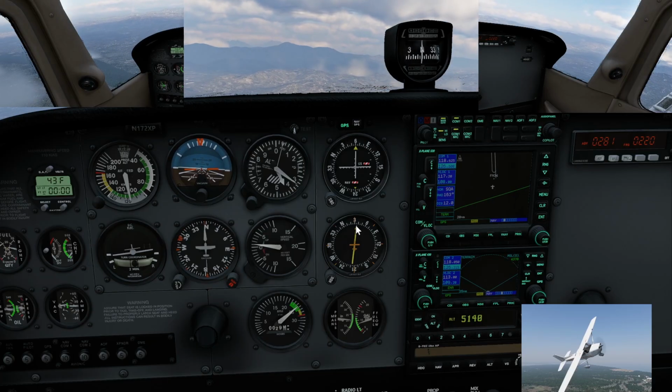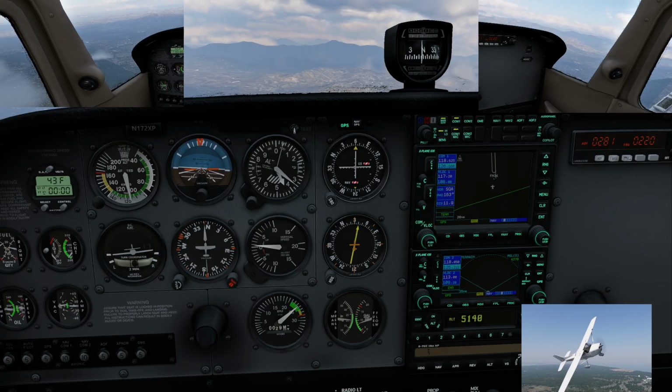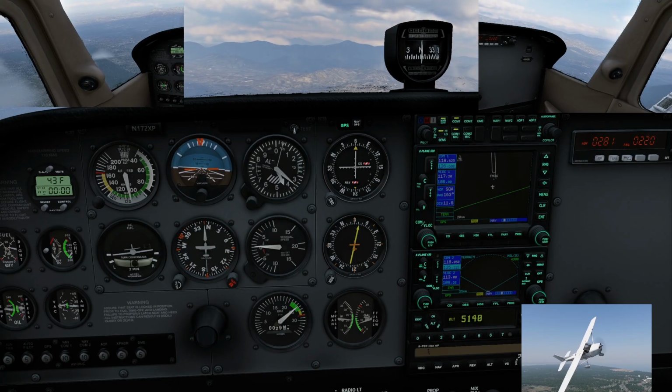I kind of let that wind blow us back in there. I'm going to put another 10 degrees. Now I'm going to correct back into the wind. 357 to 347.